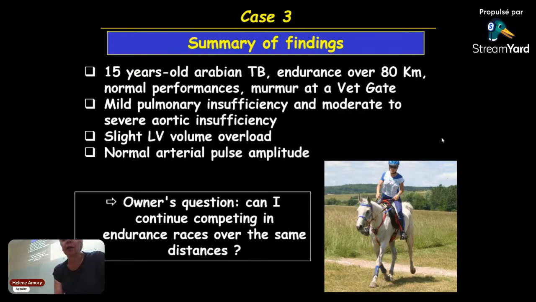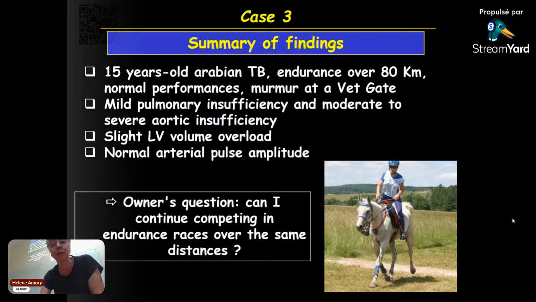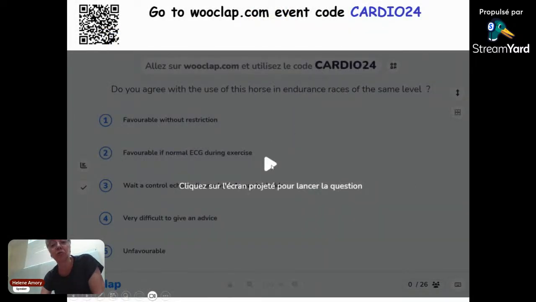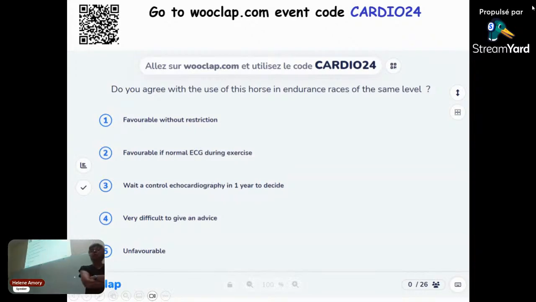Okay. Then, what's your advice? Can he continue to do endurance races or not? Do we have to reduce the distance or to be careful? Don't ride the horse anymore? What will be your opinion? Favorable without a restriction? Favorable, but you suggest to do an ECG during exercise? Do a control echocardiography in 1 year to decide? Very difficult. Or unfavorable: stop doing endurance with this horse. What would you say?